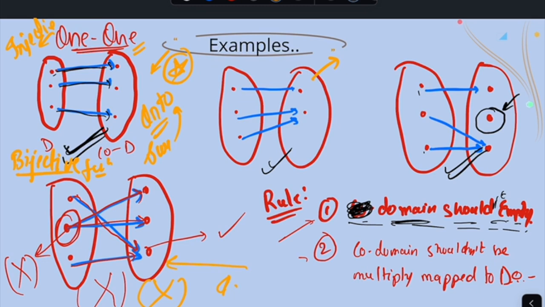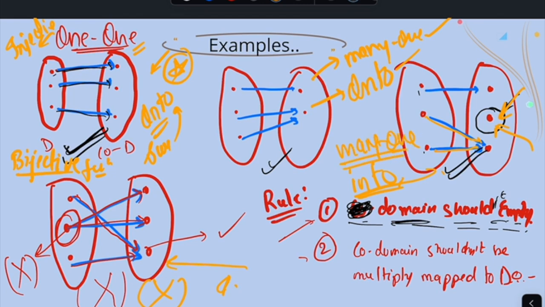What about the next one? It is a many-one function. Is there any codomain left? No, there's no codomain left. So it is an onto function. But is it a bijective function? No, it is not a bijective function. So it is many-one onto. What about this one? There's a codomain element left, so it is an into function, and we can see multiple mapping. So it is a many-one into function.